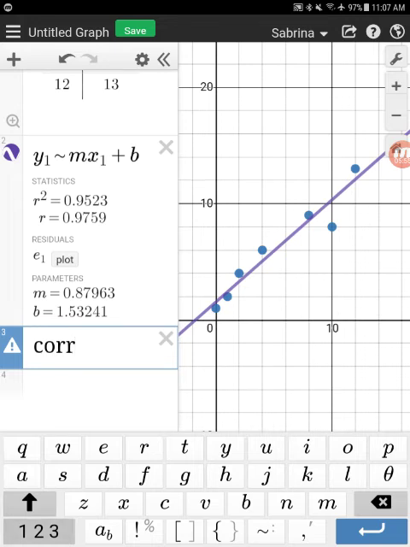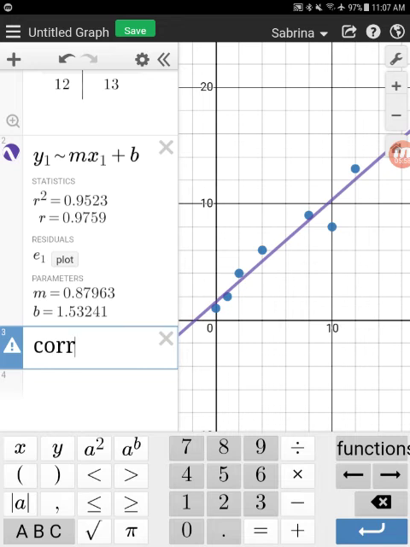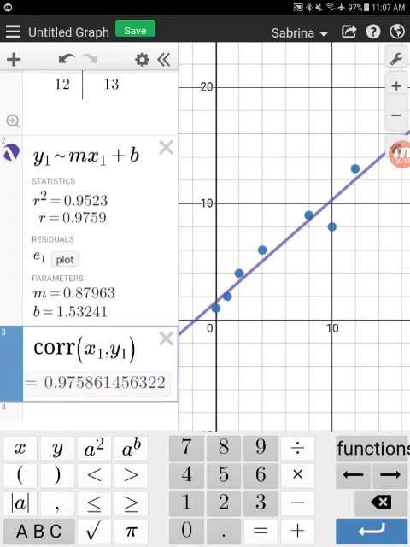After that, you're going to put it in parentheses. And I want to get the correlation for my table X1 and Y1. So I'm going to type in X1, comma, Y1, close that parentheses. And if you look at R in your previous step, it says 0.9759. And look at your third step, it says 0.9758 and so forth. This is another way you can find R very easy.